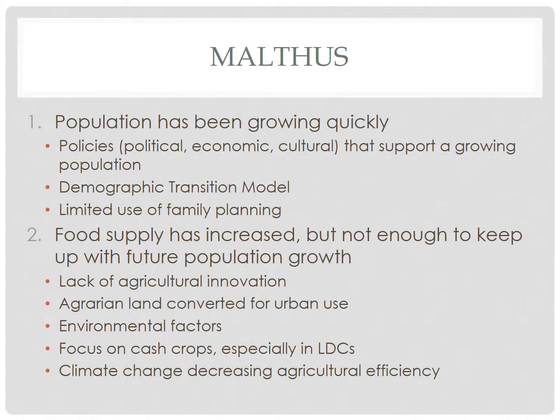Countries that are in stages 2 and early stage 3, they're growing dramatically. There's lots of population growth that takes place during stage 2 and early stage 3. And countries that might limit the use of family planning. We'll talk more about family planning later, but if a country limits family planning, that can absolutely lead to more rapid population growth. And on the flip side, the food element of this is that while the food supply has increased, it hasn't been enough to keep up with future population growth.